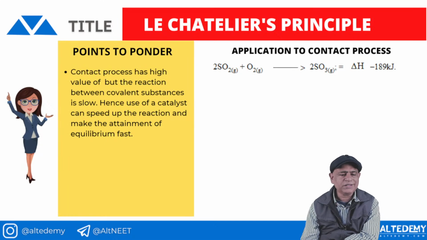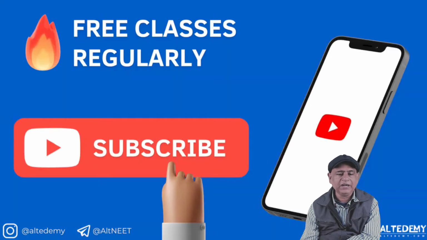So the contact process has a high value of K, but the reaction between covalent substances is slow. Hence, use of a catalyst can speed up the reaction and make the attainment of equilibrium fast. So we generally use a catalyst and do the reaction fast.